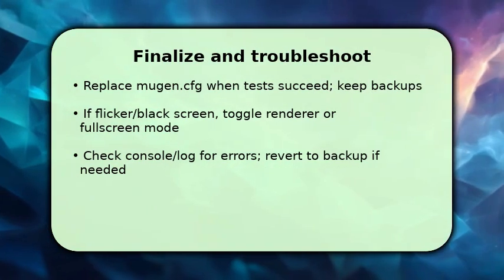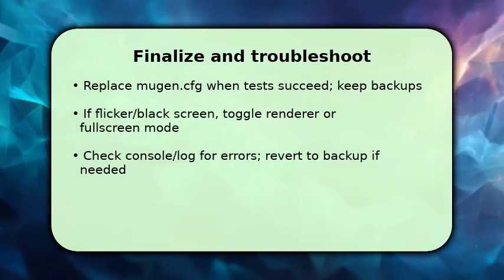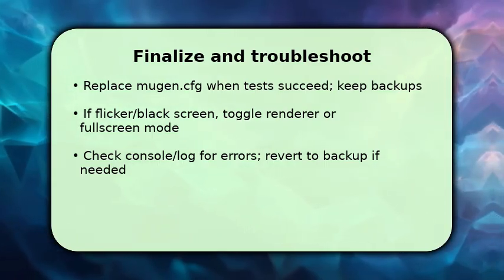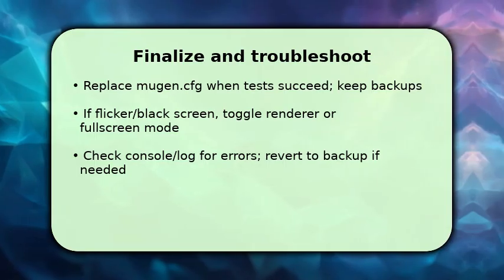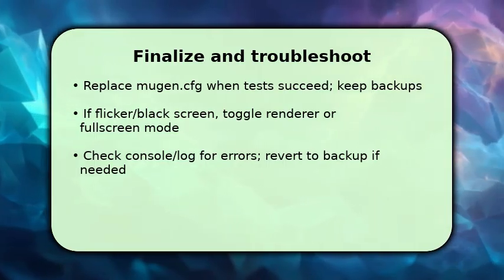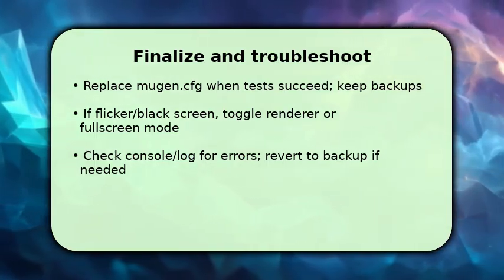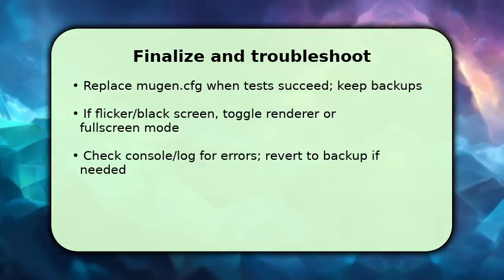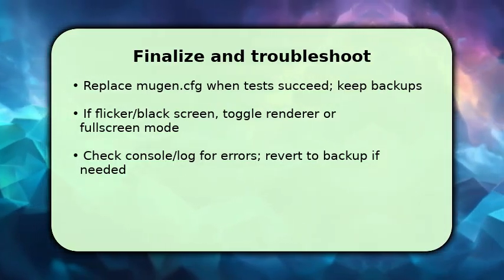Finish by replacing the original Mugen.cfg only after several successful launches with your test config. You should also clear caches or temporary folders if scaling artifacts persist. If you encounter a black screen, flicker, or crashing, switch the renderer option or try fullscreen versus windowed. One often works when the other fails.